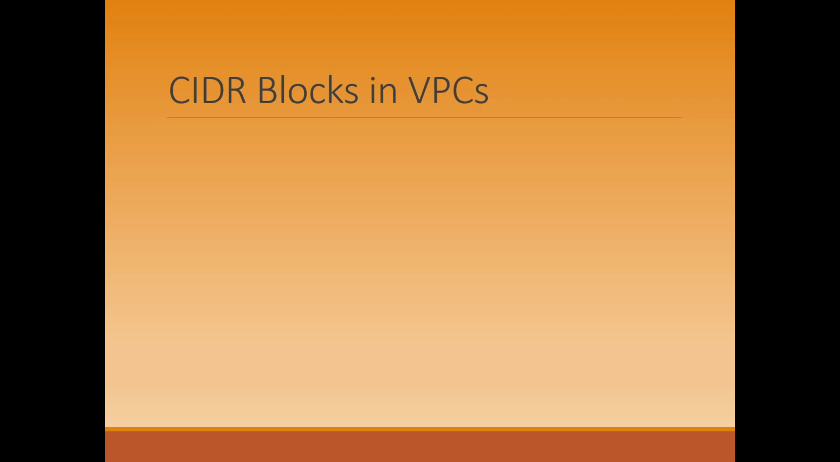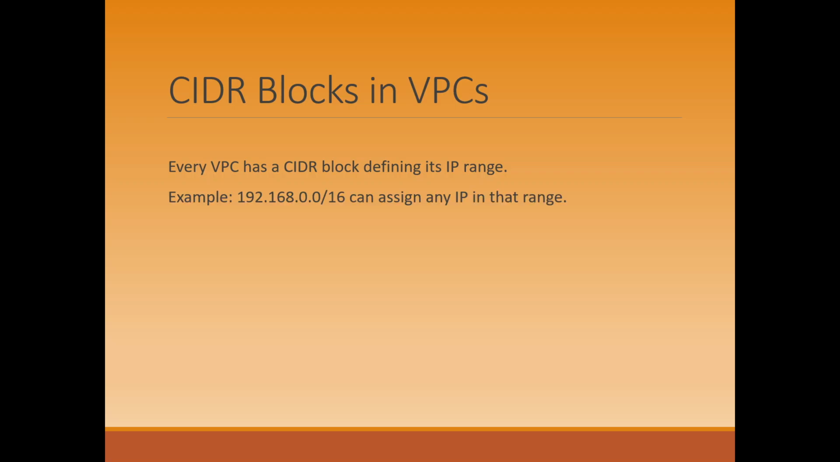Next, we'll see CIDR blocks in a VPC. We already saw this in the last lecture, but I will repeat. Every VPC has a CIDR block defining its IP range. It determines which IPs resources can use. For example, if the VPC CIDR is 192.168.0.0/16, all resource IPs must fall inside this range. The allowed size must be a minimum of /28 and a maximum of /16.